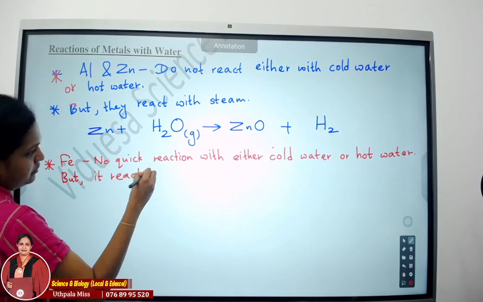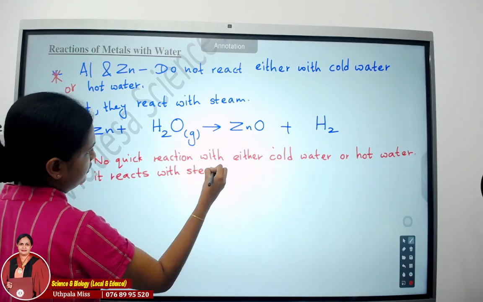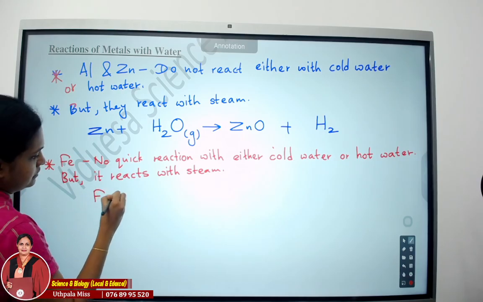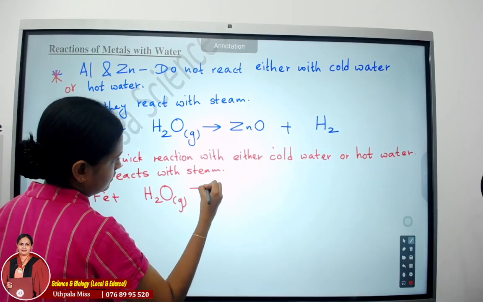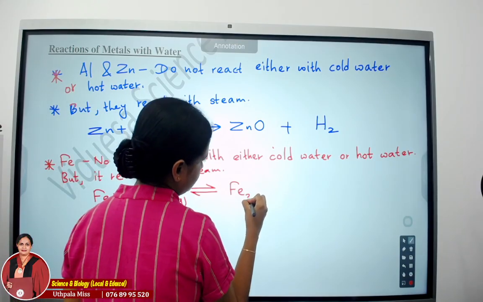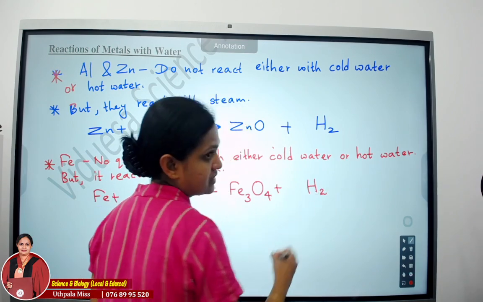Iron reacts with steam forming a reversible reaction. That means a reaction that can go in both directions is a reversible reaction. Iron reacts with steam forming Fe3O4 and hydrogen. Okay, balance the equation.